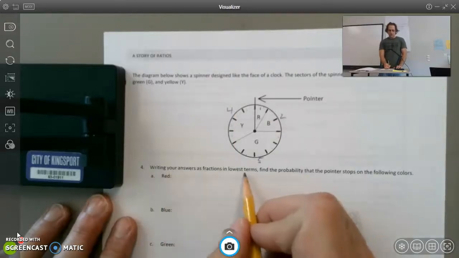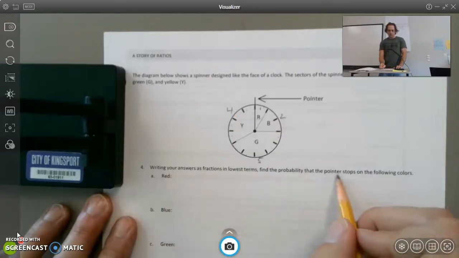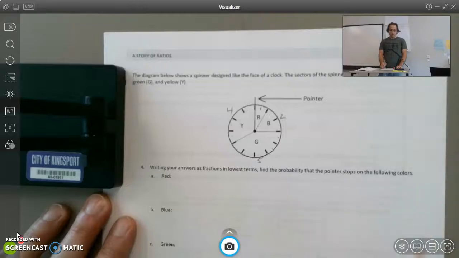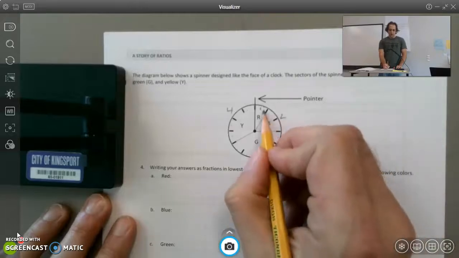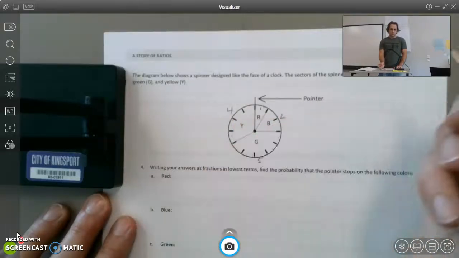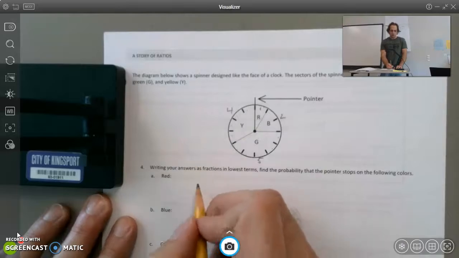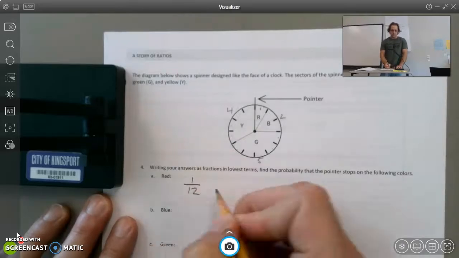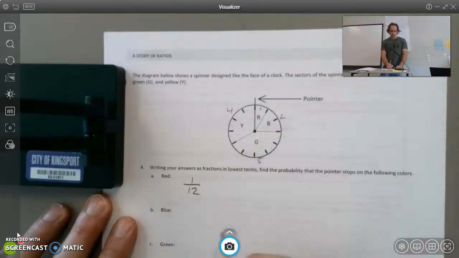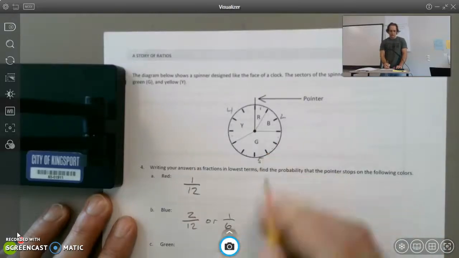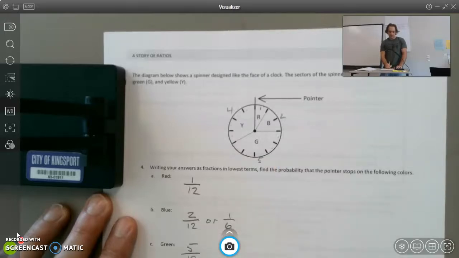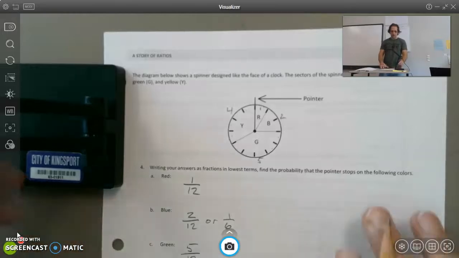Write your answer as a fraction in lowest terms to find the probability that the pointer stops on the following colors. Well, red is 1 section out of the 12 sections of the clock. So the probability it lands on red is 1 out of 12. Blue is 2 sections. That is 2 out of 12, or 1/6. Green is 5 out of the 12 sections. And yellow is 4 out of the 12 sections, or we can simplify to 1/3.